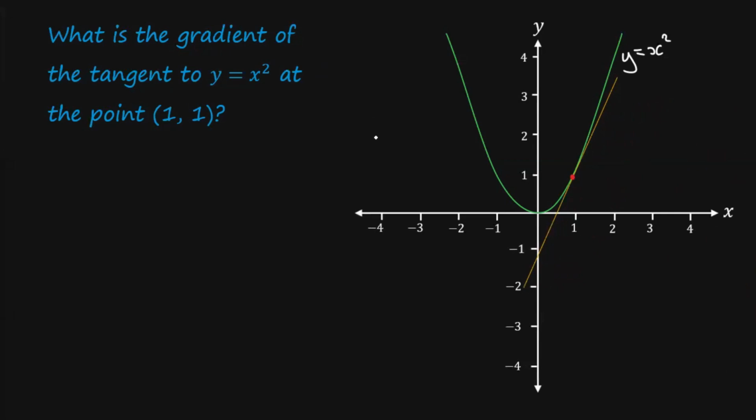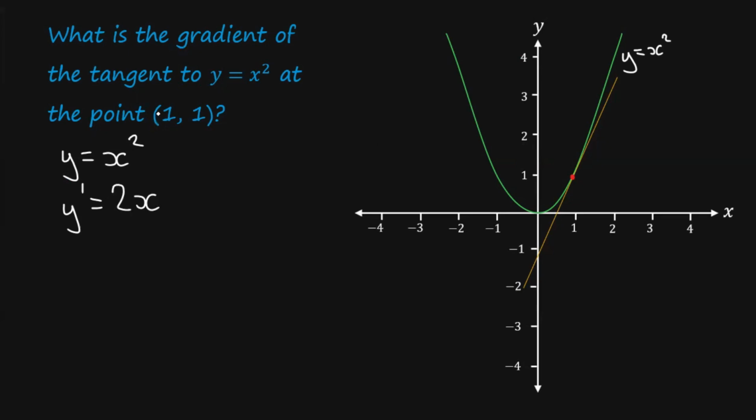So to find the gradient of this tangent, or another way of thinking about it, to find the slope of this tangent, is to find the derivative. So we've got y equals x squared. We're going to differentiate this curve, and this will help us to find the gradient. So we first of all find the derivative, and that's just going to be 2x. So our derivative is 2x.